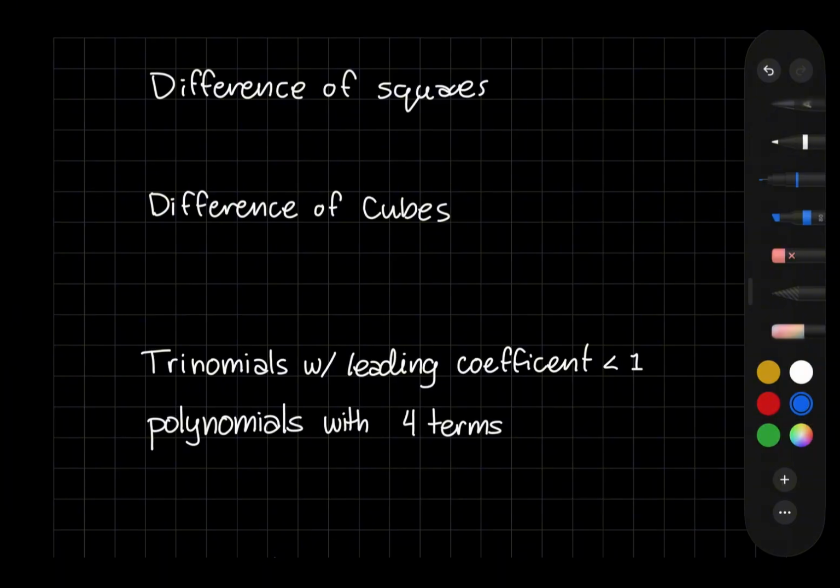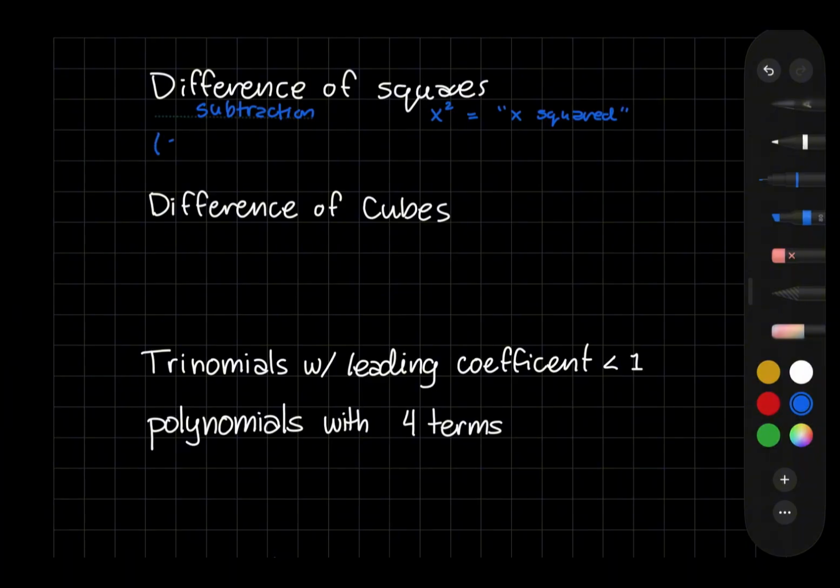Difference means subtraction, and squares is anything to the power of 2. So we would say x to the power of 2, which is the same as saying x squared. Anything to the power of 2 is squared. Now we have a formula that comes along with this.